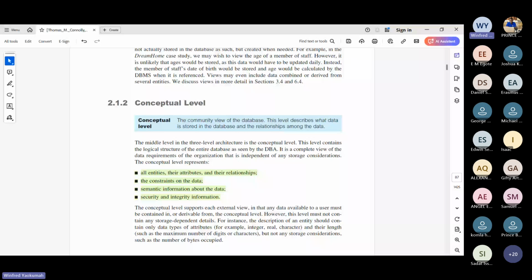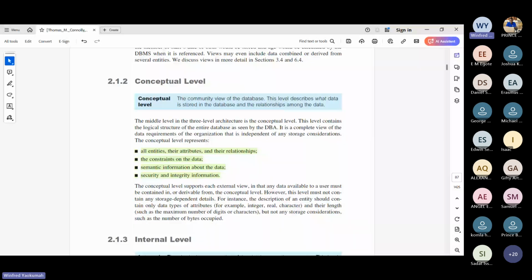It can be broken down into the points listed over here. That is entities, their attributes, their relationships, the constraints that we put on the data, the semantic information about the data, that's the meaning of the data, and security and integrity issues regarding the data. So all of these are defined at the conceptual level. As I said, we'll spend a lot of time on this.